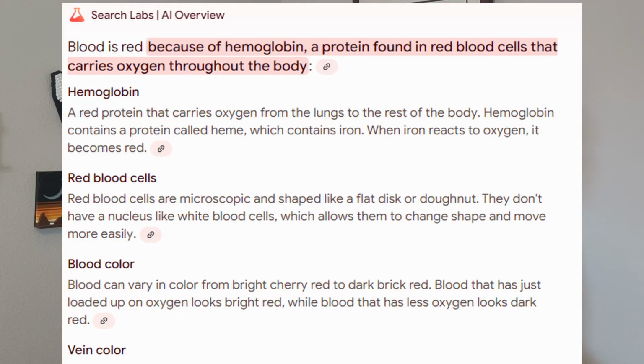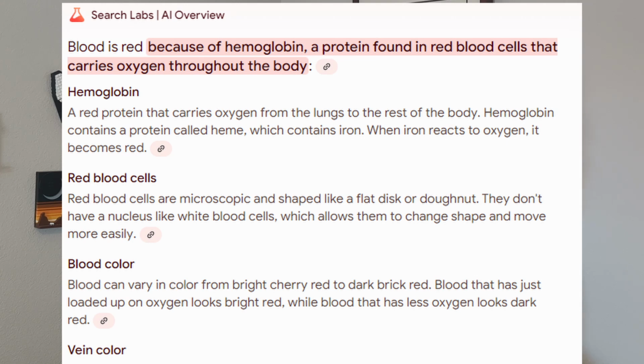Now, you may be wondering why I chose this question to go detailed with. And the answer is that if you were to type the question, why is blood red, into Google, many of the results are misleading or just flat out wrong, to the point that even Google's own generative AI does not give a satisfactory answer. Instead, the answer it gives is: blood is red because of hemoglobin, a protein found in red blood cells that carries oxygen throughout the body.